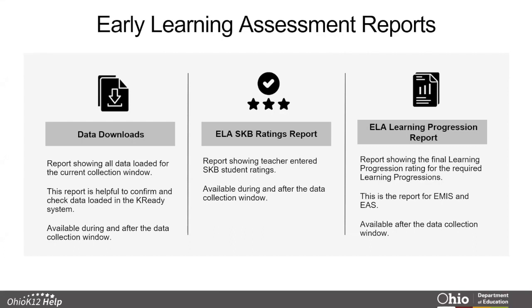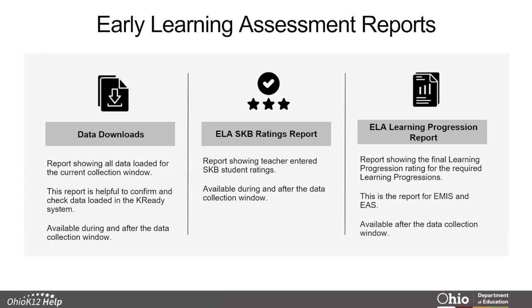Second one you see is the ELA SKB ratings report. This will show all students in your program with all 72 SKBs listed in the first row, and then any ratings that have been entered for each of those students for each SKB. Now this report is going to show, like I said, the entire ELA. So depending on your use of the tool, you may see data entered for all of those SKBs or just the required SKBs that are associated with those 10 learning progressions that are required for reporting.